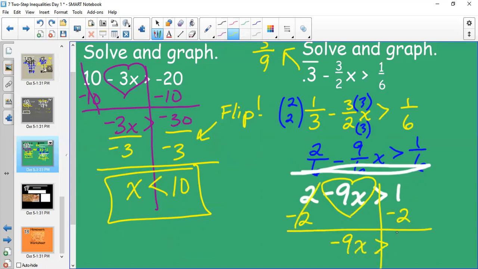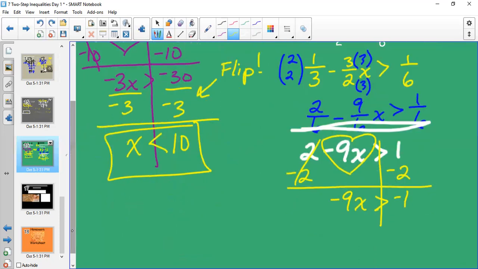Stays the same when we subtract. So 1 minus 2 is -1. And then this is going to give us a fraction answer, but that's okay. We're going to divide by a -9. And when you divide by that -9, our symbol flips.